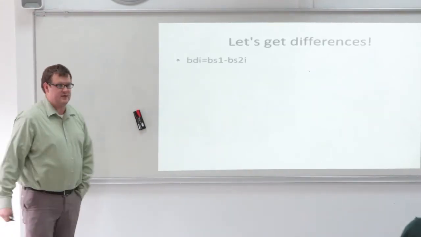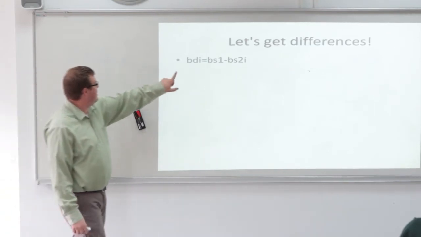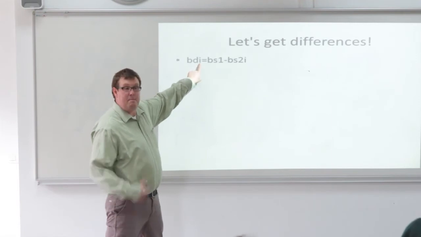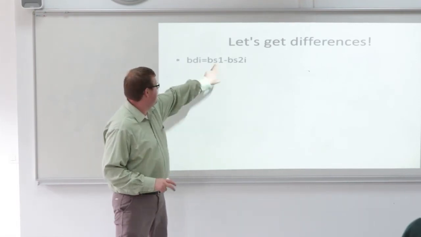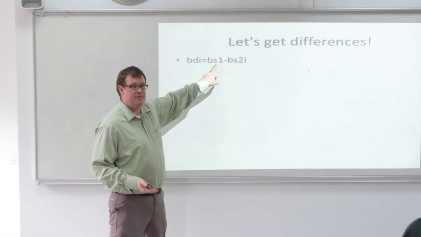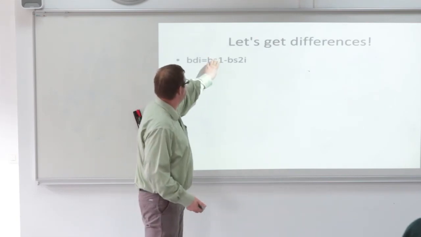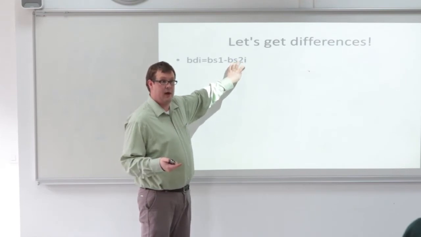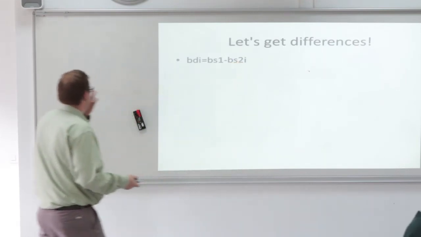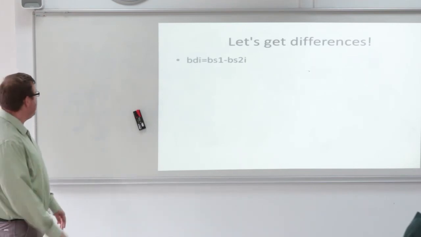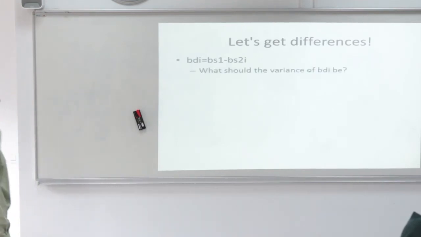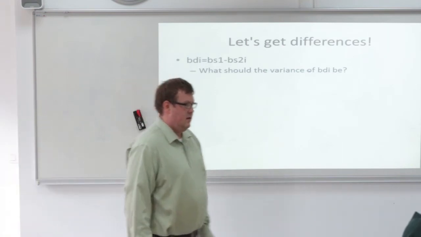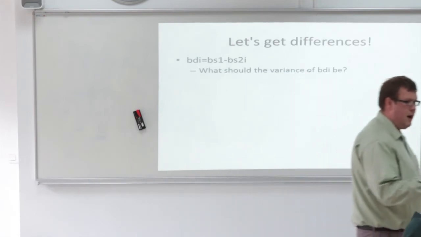So let's get differences. So I'm going to get the big differences between my independent and the original sample, okay? So all I'm doing is taking my original sample and subtracting the independent scores from them, okay? So that will give me my big differences for the independent. What should the variance of this be? Minus 16? Minus 16.